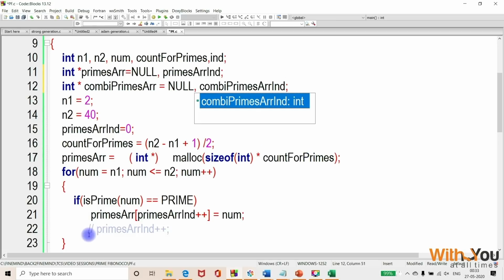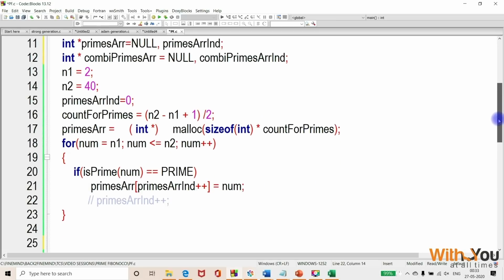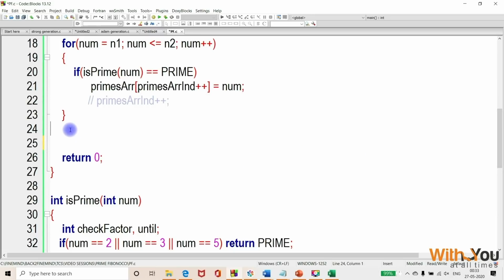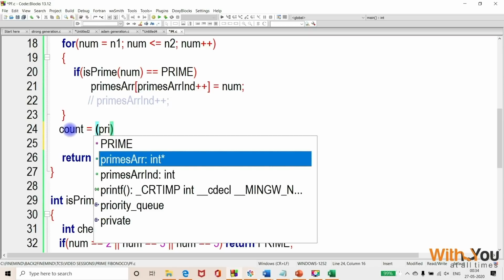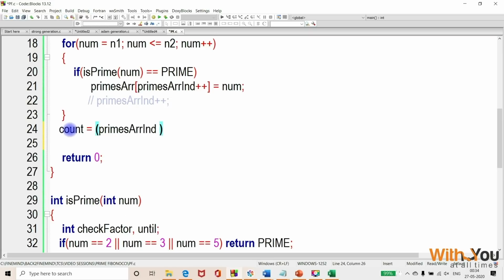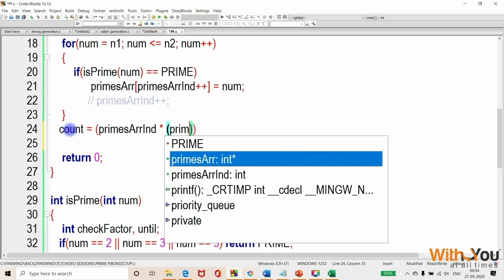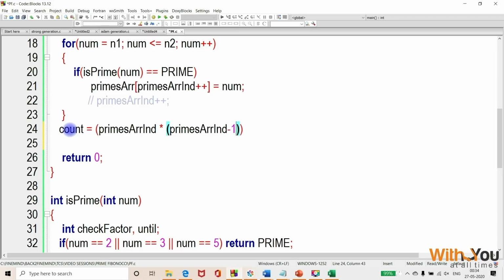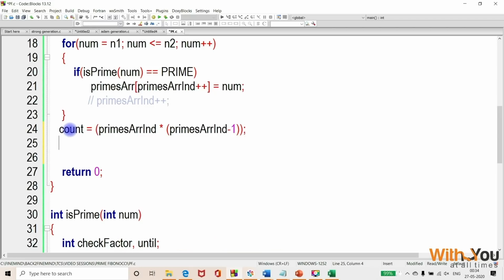So along with this, let's just get the memory done. Very, very important. Okay, let's have one more count. Count is equal to, what is that? How many ever prime numbers we have, which is got primes ARIND multiplied by primes ARIND minus 1. Okay, so now I know how many can be there in the combination.